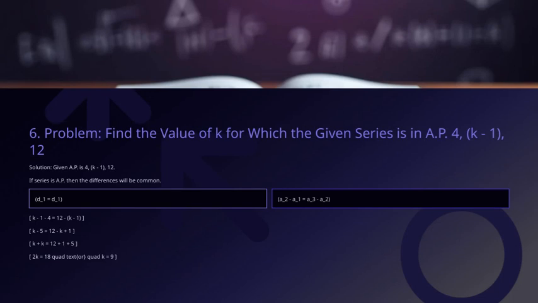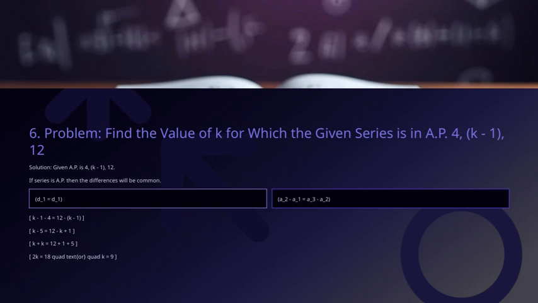We start with the key idea that if a series is an arithmetic progression, then the differences between consecutive terms are constant. That's why we see the expression a2 minus a1 equals a3 minus a2. Now, plugging in the values, we get 2k equals 18, which simplifies to k equals 9. This is our first key result. Next, we see some other equations involving k, like k plus k equals 12 plus 1 plus 5, which simplifies to 2k equals 18 again, confirming our earlier result.